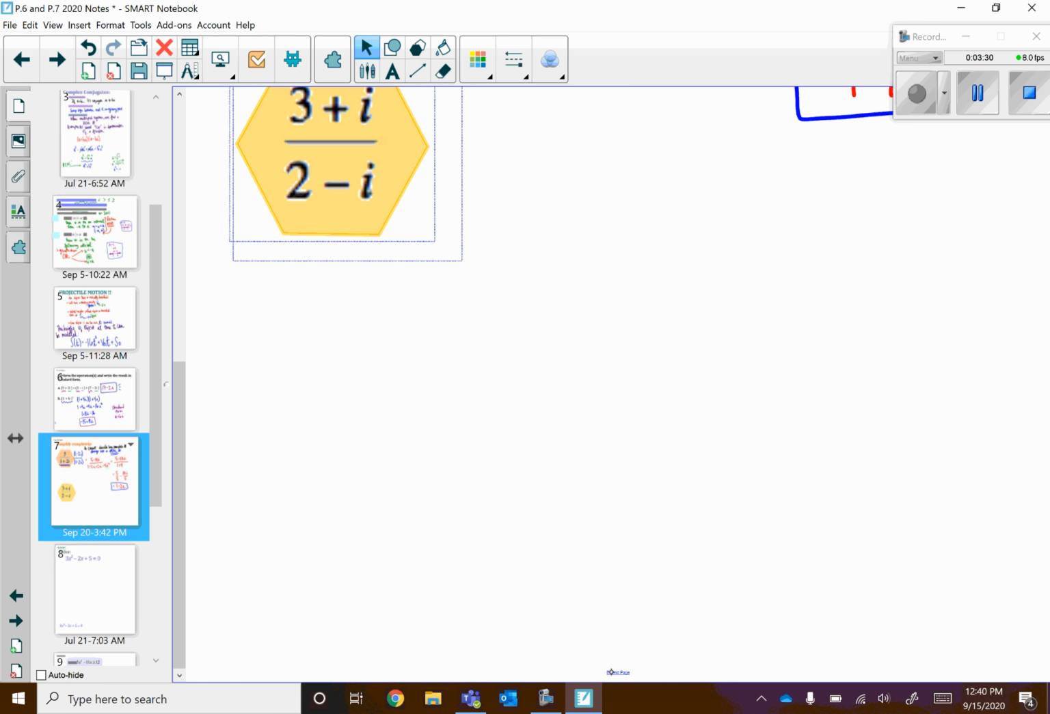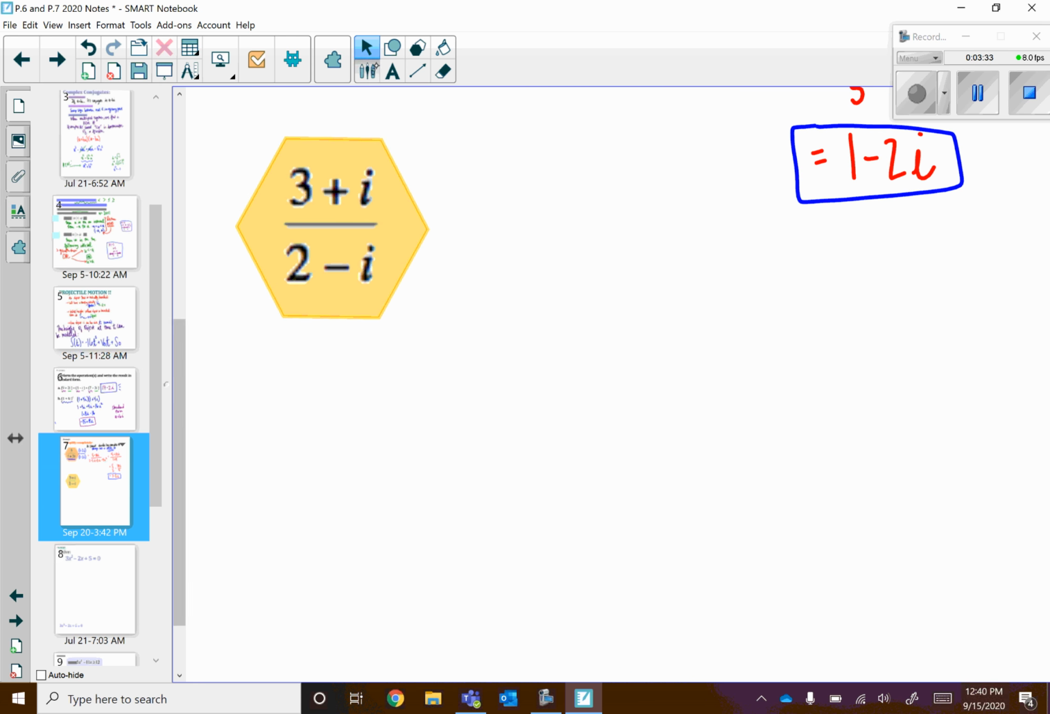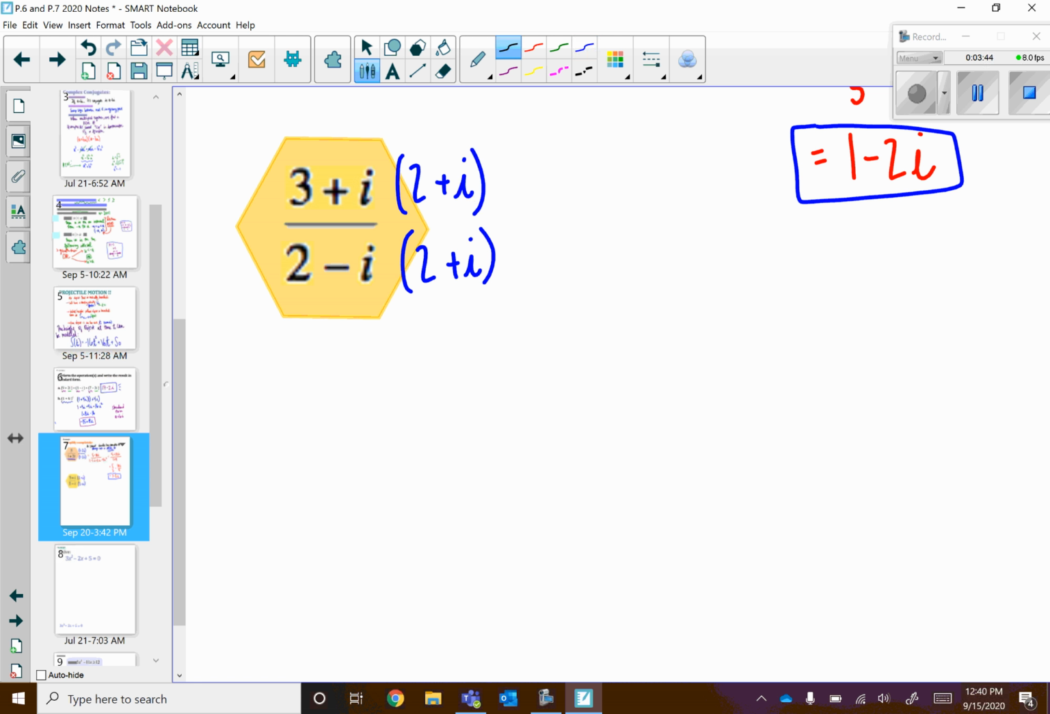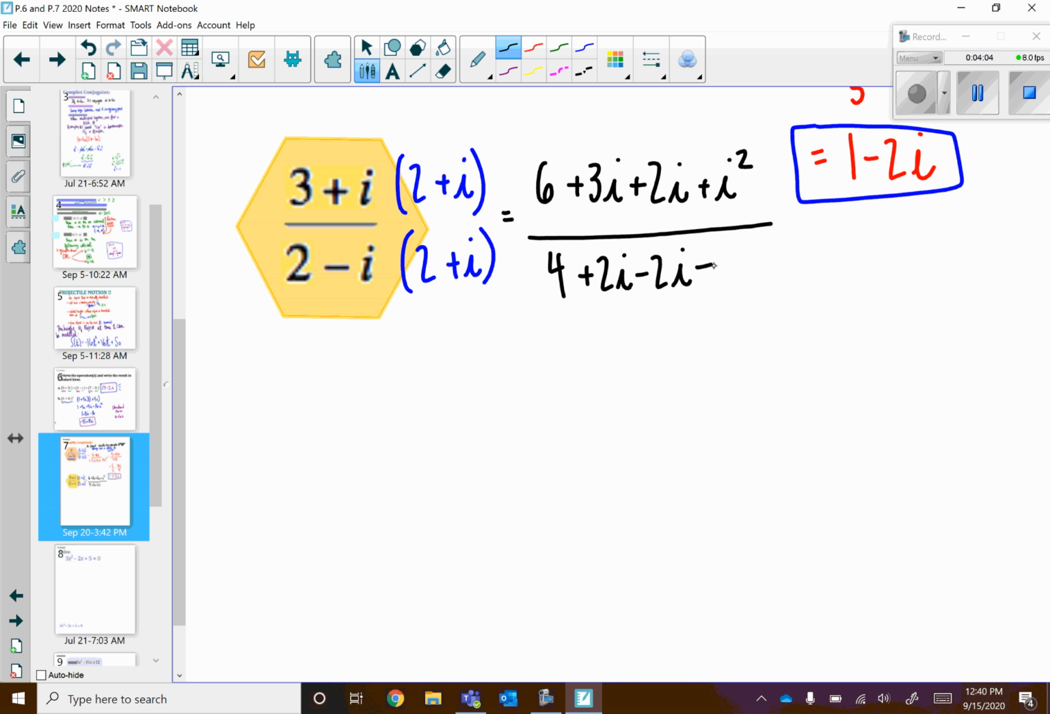Let me extend the page a little bit. All right. So we got to do the same thing. We have to multiply by the conjugate of the denominator. So 2 plus i. And if I do it to the denominator, I'm going to also multiply the numerator. In the top, we need to FOIL. So 6 plus 3i plus 2i plus i squared all over. In the denominator, 2 times 2 is 4.